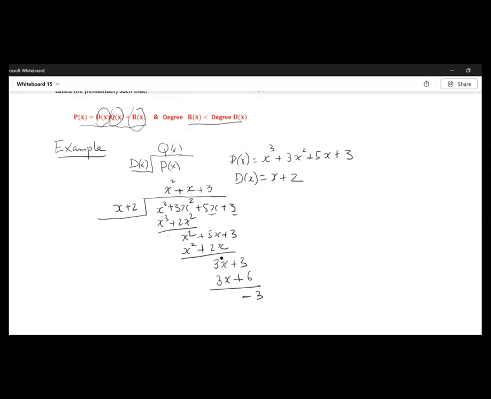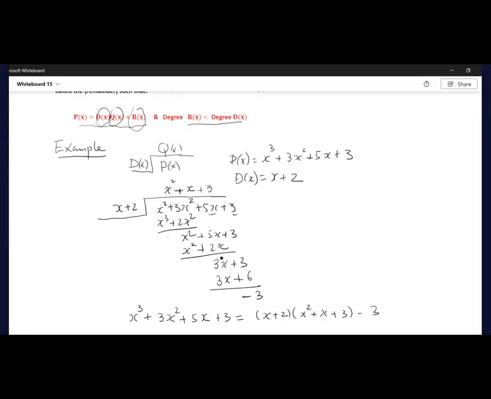And therefore, p of x, which is x cubed plus 3x squared plus 5x plus 3, is going to equal the divisor multiplied by the quotient plus the remainder, which is minus 3.